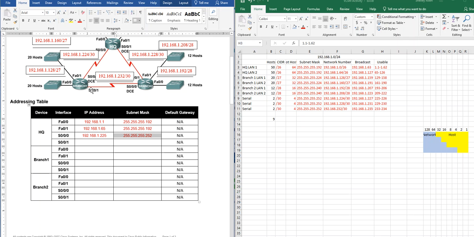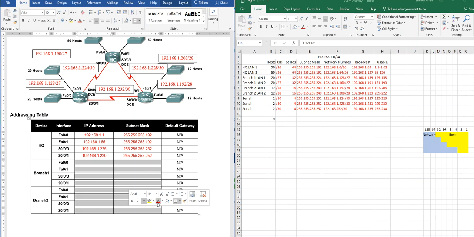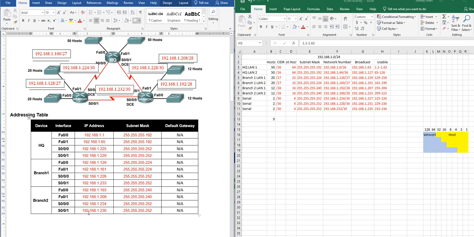So the S0/0/0, you would do that. Okay, so it was 228, so the first one is 229, and that would be 230. And I'll just complete the remaining here. It's just using the information from your chart to complete each one of these.